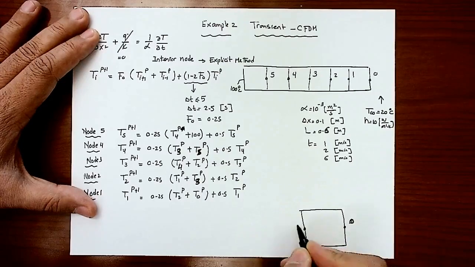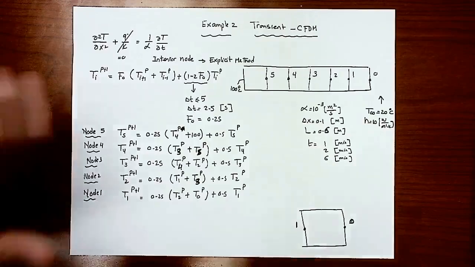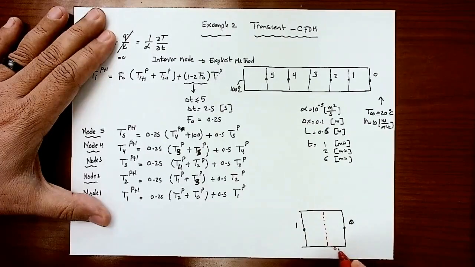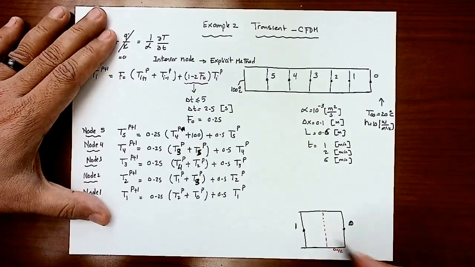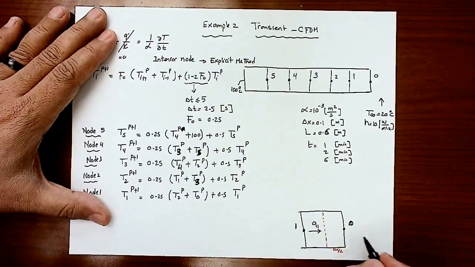That's 0, that's 1. Then my control element is halfway, so that's my delta X over 2. Let's see, there's no heat generation here. There is heat coming in, Q1. That's the conduction contribution.